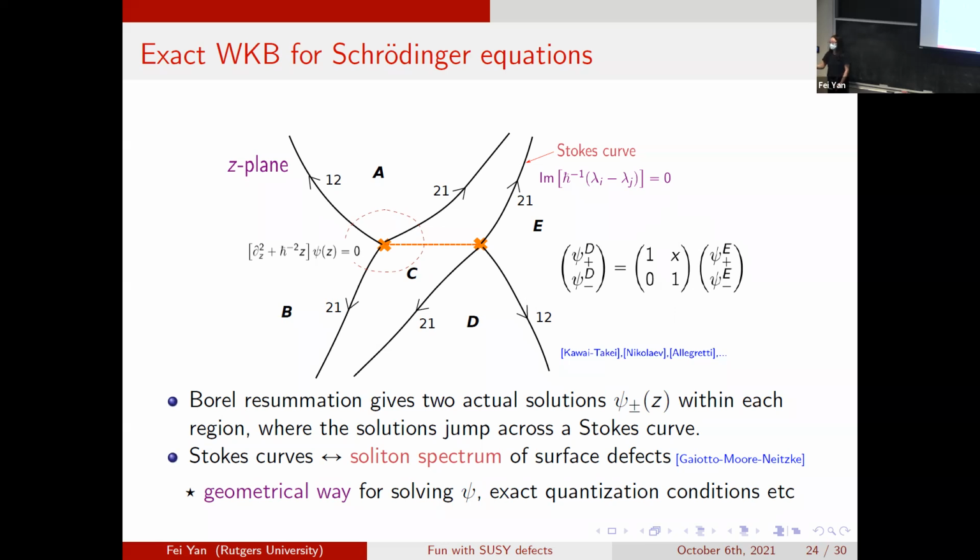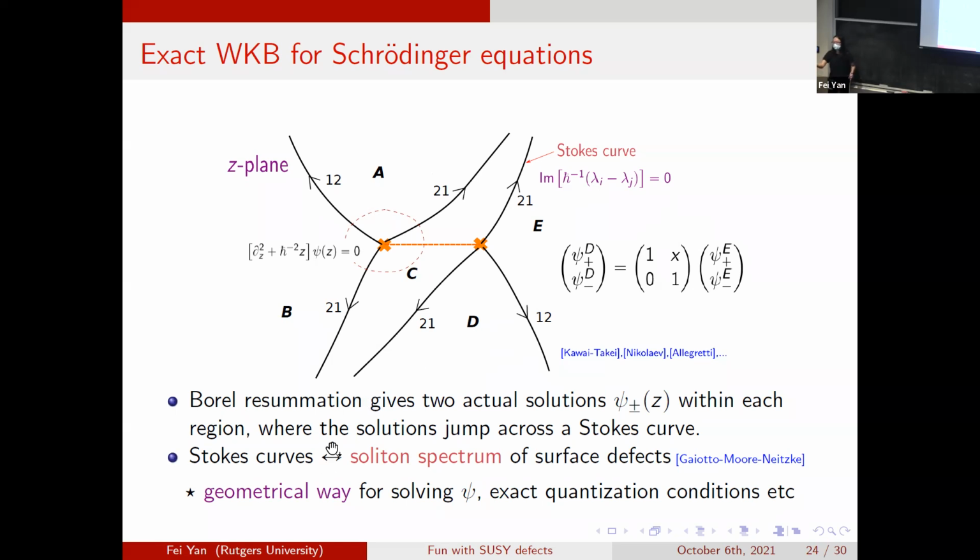So the big picture here is, these black lines are the so-called Stokes curves. On the complement of the Stokes curves, in these 5 regions, you get those exact solutions. They're local exact solutions. However, you also know how they jump as you go across these Stokes curves. So then you get some sort of global control of the whole thing.